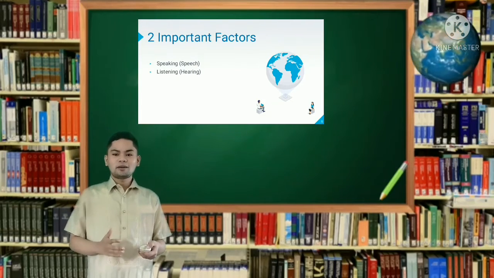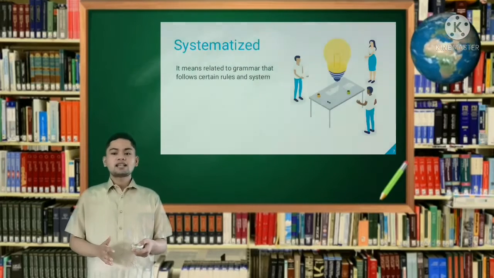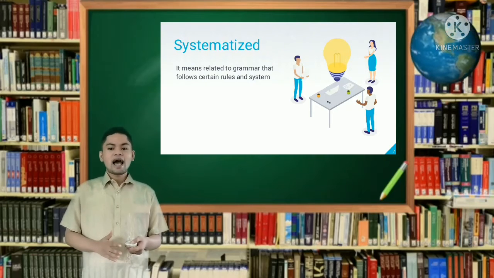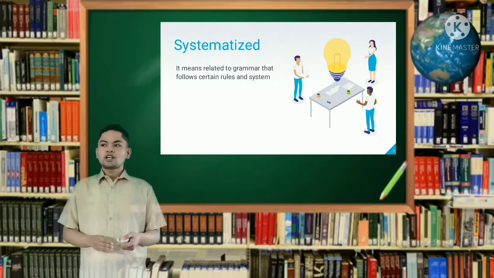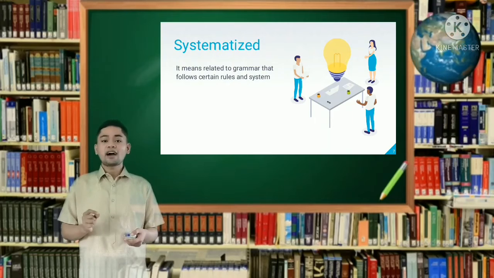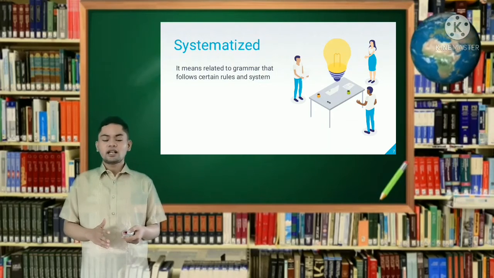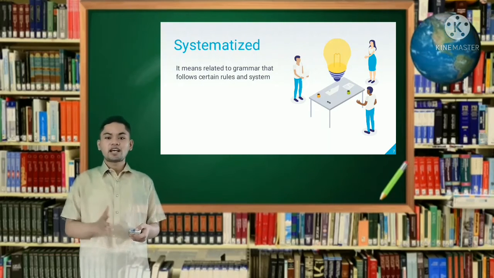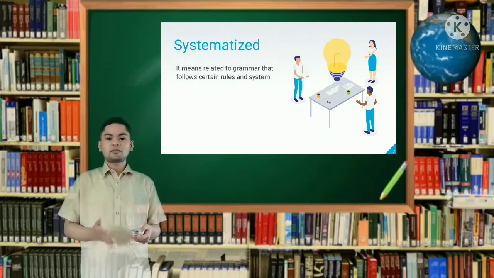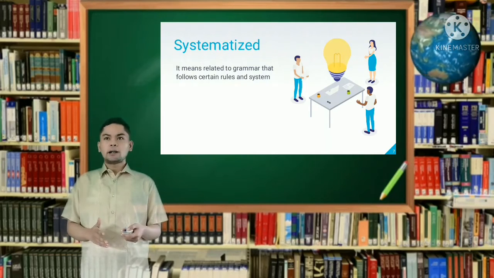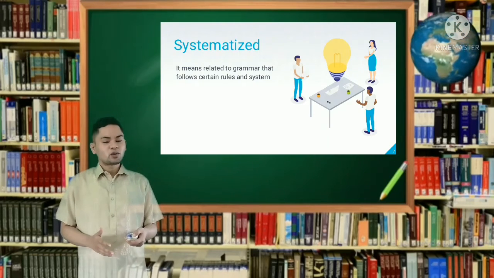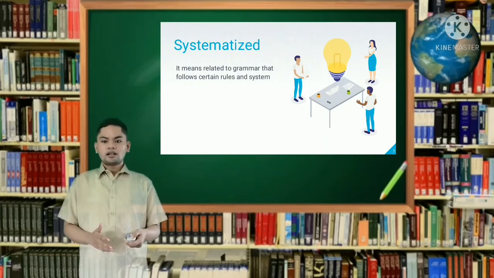Now, he also emphasized that language is systematized. Okay, so what is systematized? This means that language has grammar that follows certain rules and systems, which is true. For example, in the English language, we follow subject-verb agreement, enabling us to come up with a universal grammar, to be able to understand our communicators from sender to receiver. Even our own dialect follows certain rules and systems.